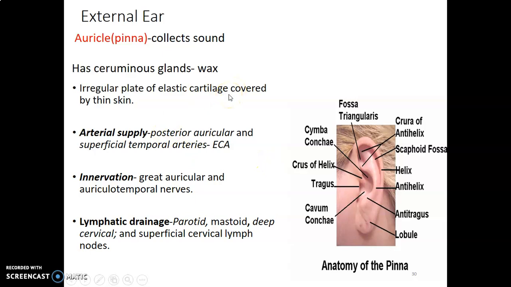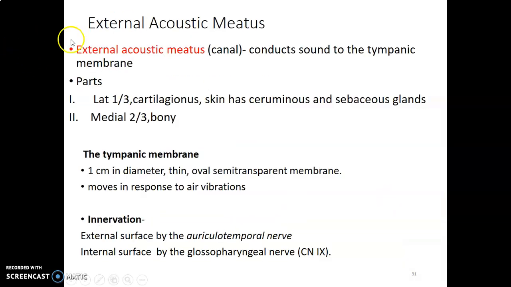What's the arterial blood supply of the pinna? You have posterior auricular and superficial temporal arteries, which come from the external carotid artery. And then the pinna is innervated by greater auricular and auriculotemporal nerves. What is the lymphatic drainage of the external ear? We have the parotid lymph nodes, which are anterior to the ear, then you have the mastoid lymph nodes on the mastoid. As you come downwards, you have the deep cervical nodes. So: parotid lymph nodes anterior to the pinna, mastoid lymph nodes there, and deep cervical lymph nodes.